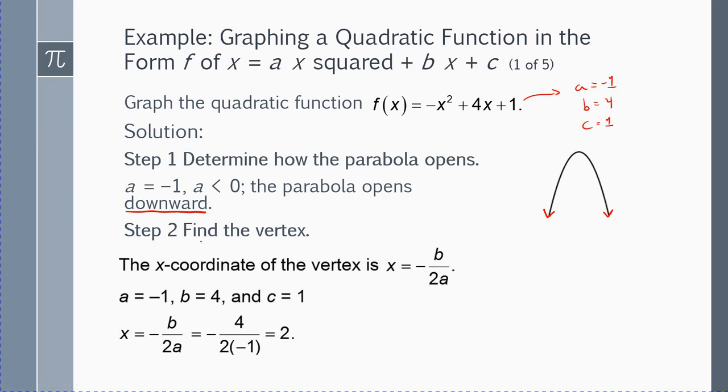Okay, so we're going to find the vertex. Use this formula. The x-coordinate of the vertex is -b over 2a. So that's -b, so that's -4, over 2 times a. Well, 2 times a here is -2. So this really becomes -4 over -2. The negatives cancel, and the x-coordinate is 2. Okay, so to find the y-coordinate, we plug this in.